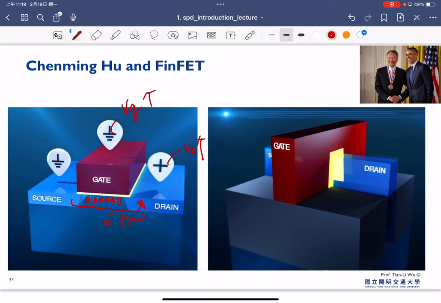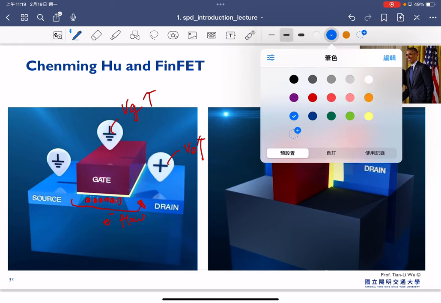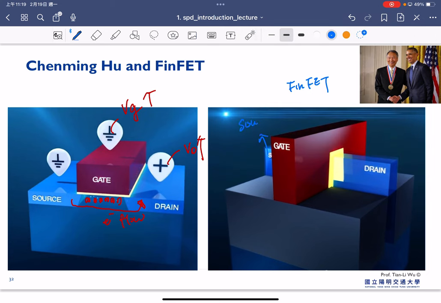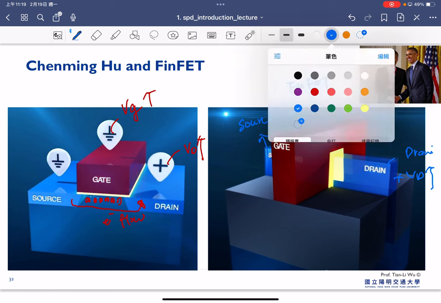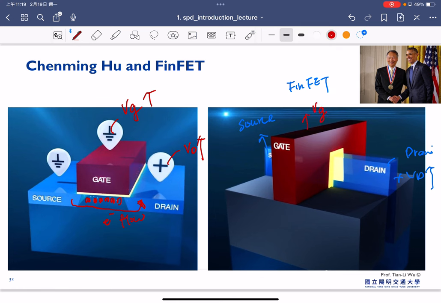But the FinFET moves away from the planar. This is what we call the planar structure, because the channel lies on the same plane, to the place of the three-dimensional. So three-dimensional means that this is a source and this is a drain. Still the same, we apply the drain voltage in here and the gate voltage here. And you can find that the electrons flow not only on the top here, but also in the sidewall. So you create another dimension to control the electrostatics, to control the potential, to control the leakage current here.